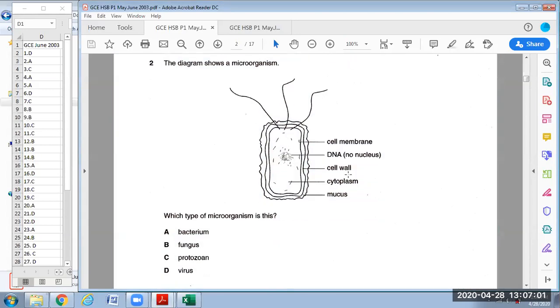Number 2. The diagram shows a microorganism. Which type of microorganism is it? A? So because of the tail, yeah, it's a bacterium. The tail allows it to move. And again, it has 3 layers. You have the cell wall, cell membrane, and you also have a capsule around it. So that is why it's bacteria.